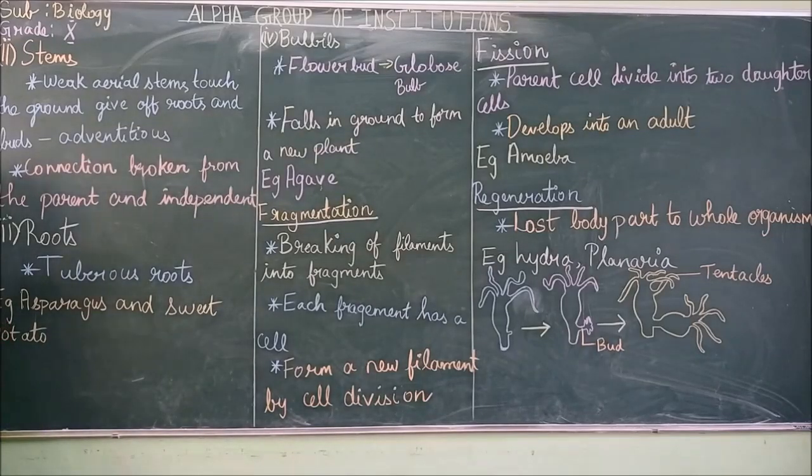If you have seen a potato, you know what happens: the potato will be in the ground and from the potato the plant will be formed. The tuber is a modified root. So from the tuberous roots a new plant will be formed. Examples are asparagus and sweet potato.